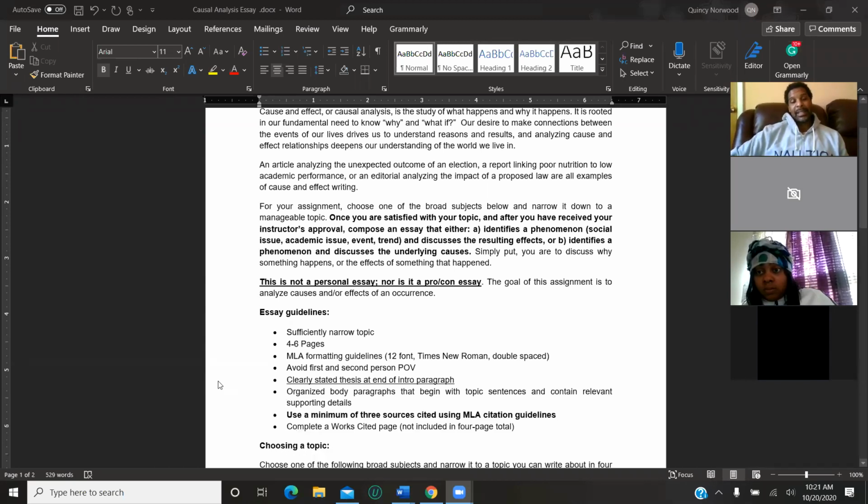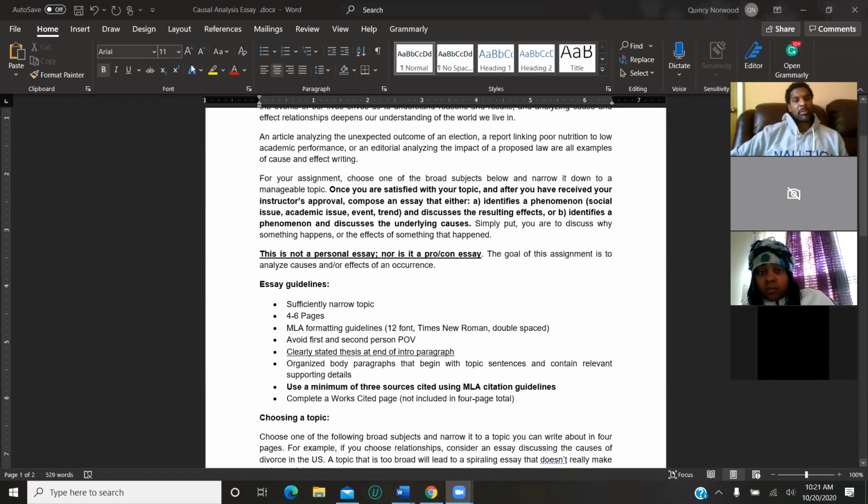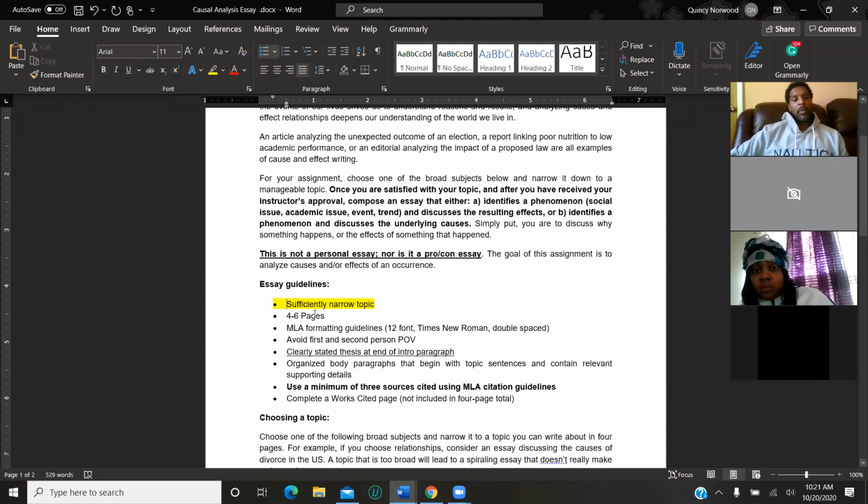Here are the guidelines. Sufficiently narrow topic. That's important. Okay. And when I say sufficiently narrow, I mean something that you can manage within 4 to 6 pages. All right. So if your topic is too broad, then when you're writing this essay, you're going to feel like you haven't covered everything, and then your reader is also going to be asking questions that you may or may not have anticipated. So once you decide on what you want to write about, try to narrow it down and try to make it as specific as you can. All right, and I'll show you some examples in a second here.